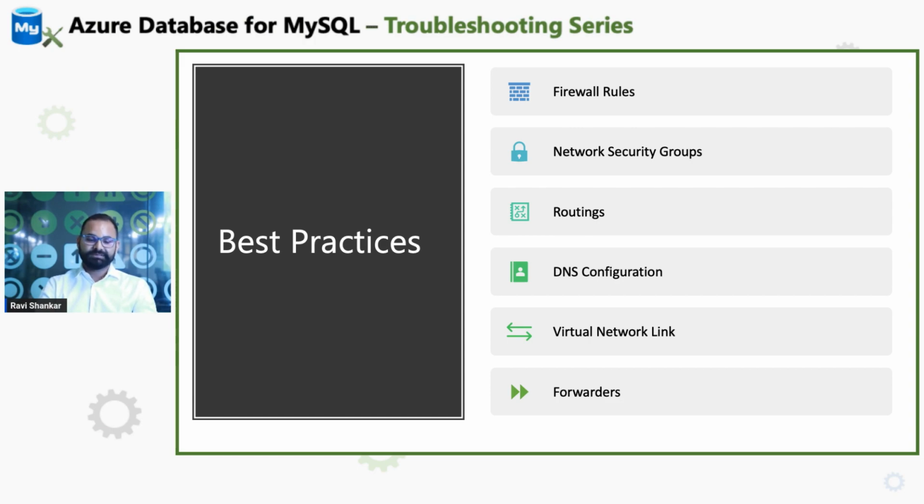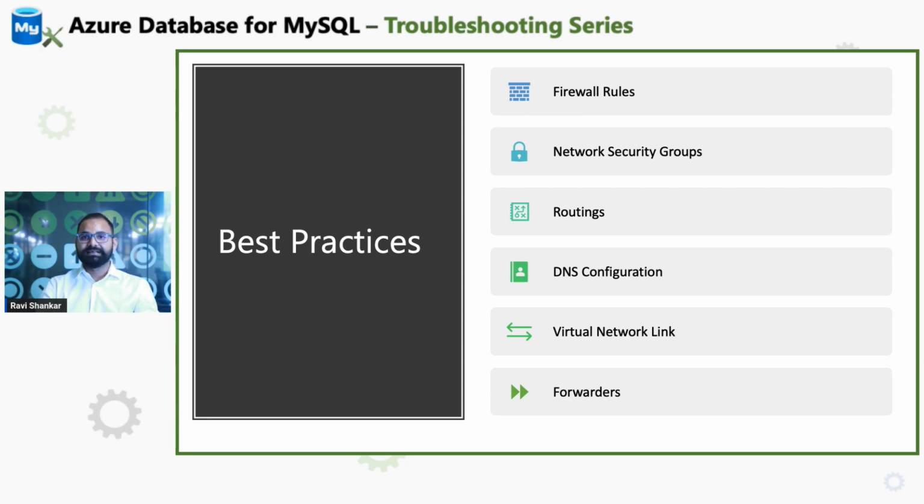Second one comes as network security group. Network security group needs to be configured, and we need to configure proper inbound rules so that connectivity to MySQL as well as to the DNS which we have provided, both on on-prem and Azure, should be there.